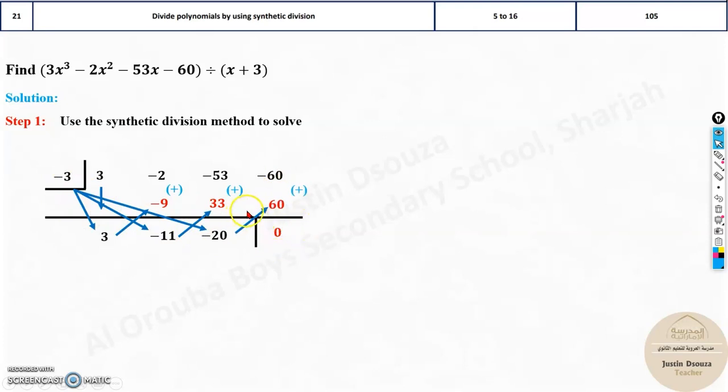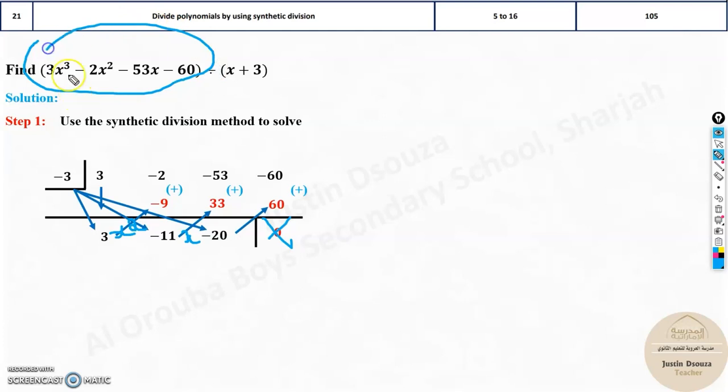Always remember, the last term, this line is drawn for the last term, is the remainder. The remaining terms are the factors. You start with the remainder. Don't write any coefficient over here. This is a constant value. This is x and this will be x squared.